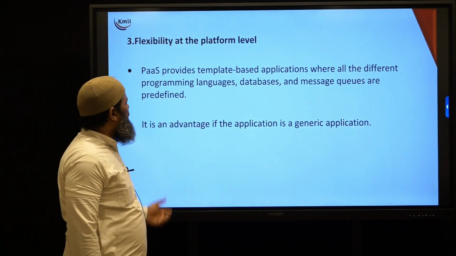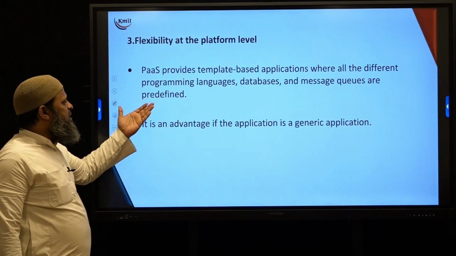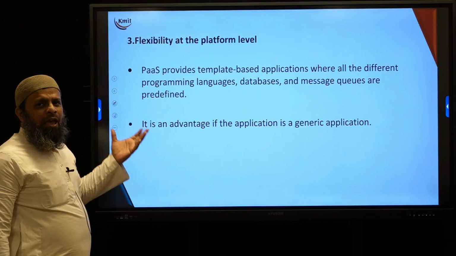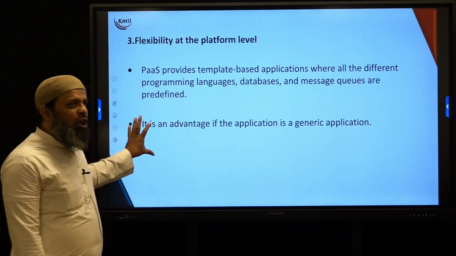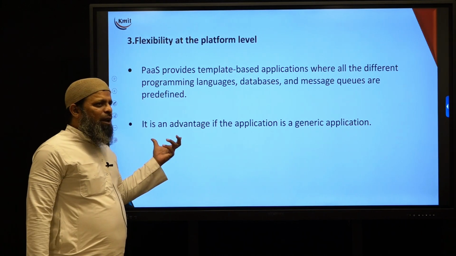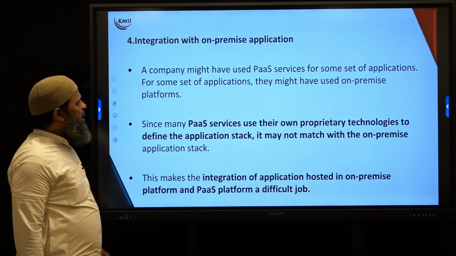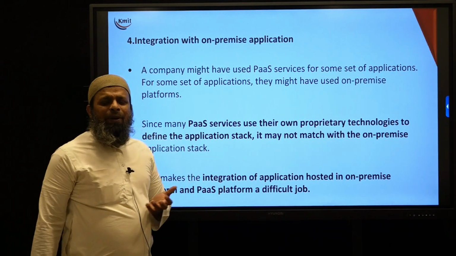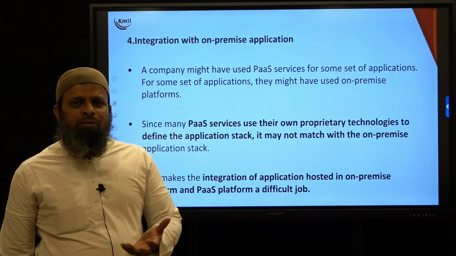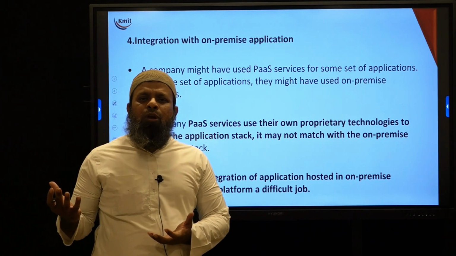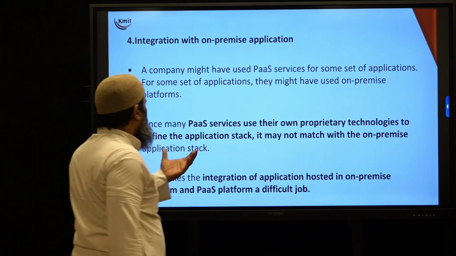Flexibility at the platform level. PaaS provides template based applications where all the different programming languages, databases and message queues are predefined. Everything is predefined, and if you want to change, it is not possible. But if you are developing generic applications, PaaS will be suitable, but in this case it is not suitable. Integration with on-premises applications. Some applications of an organization are developed on premises, on their local machines, and some applications are developed on the cloud. Now if you want to integrate those applications, it is not possible because of some proprietary rights.